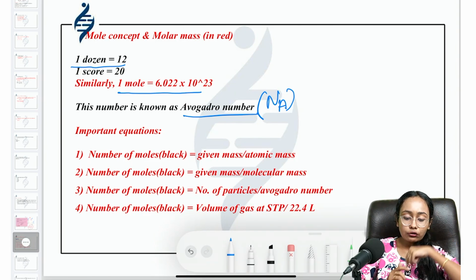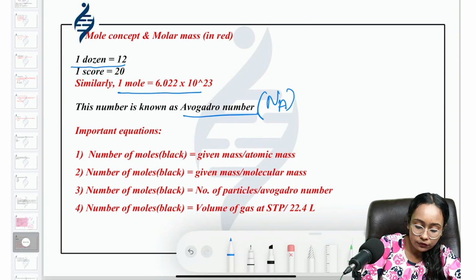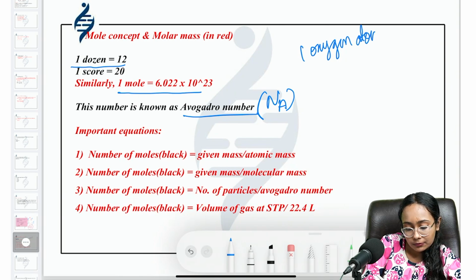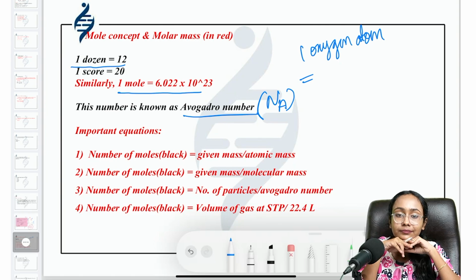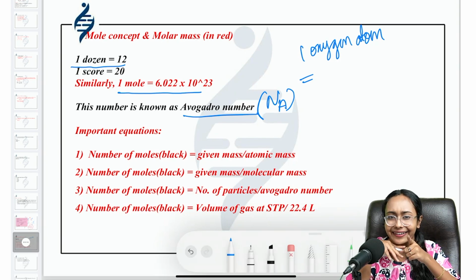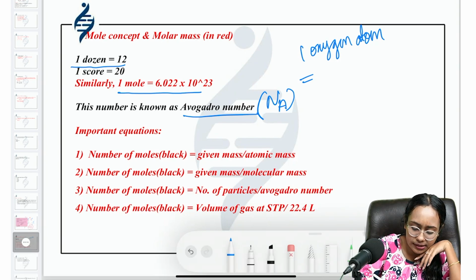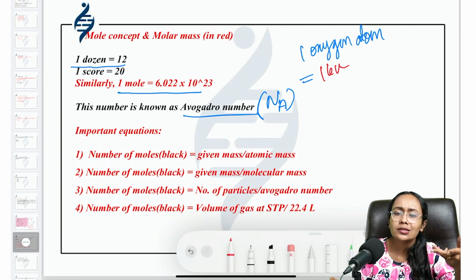Okay. Now, tell me the mass of one oxygen atom. What's the mass? 16 grams? No, it's not 16 grams. Yes, I heard someone saying the right answer. It's 16U. The mass of one oxygen atom is 16U. Then what is 16 gram?